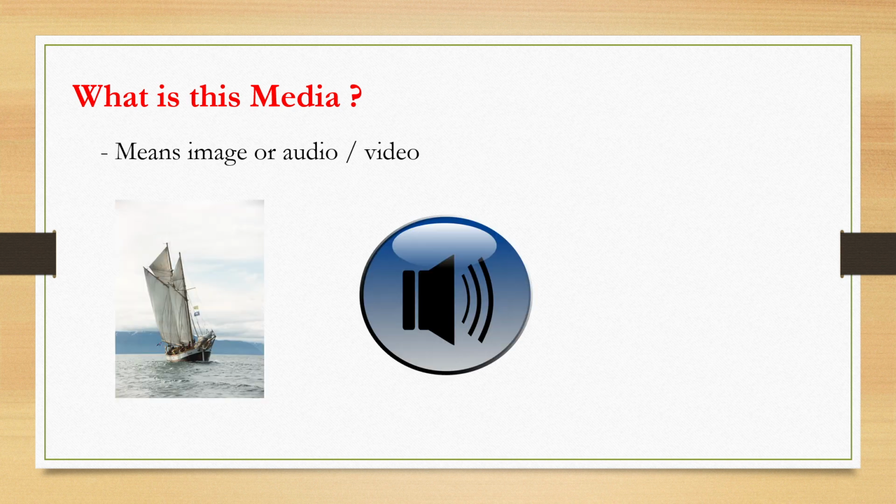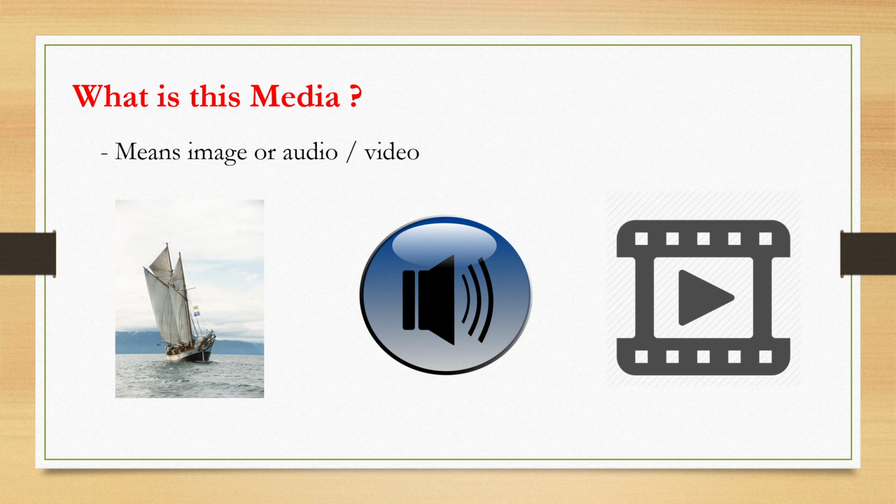What is media? How does it look like? It's simple. Media means image or audio or video. These are all called media. I can say these are the pillars of media. To know more about this, let's start with the image first.